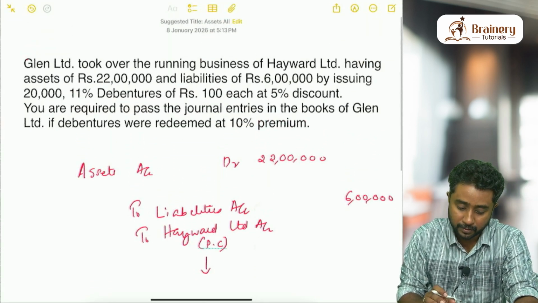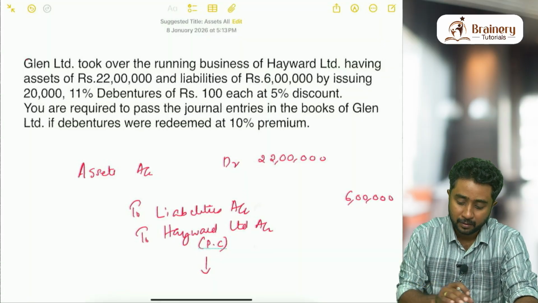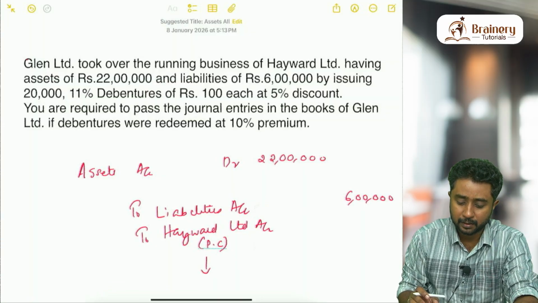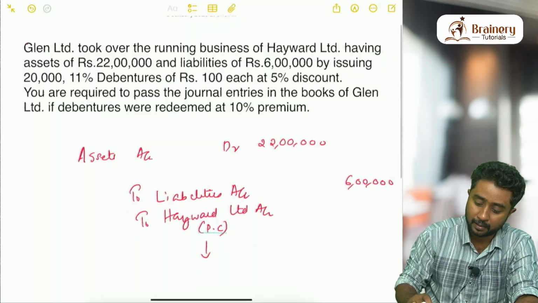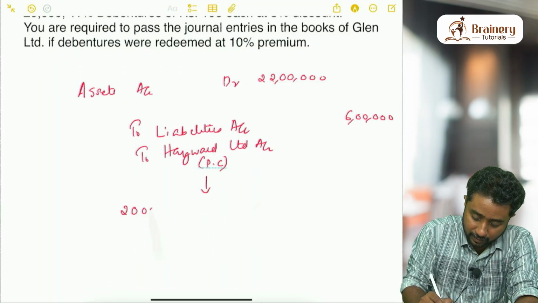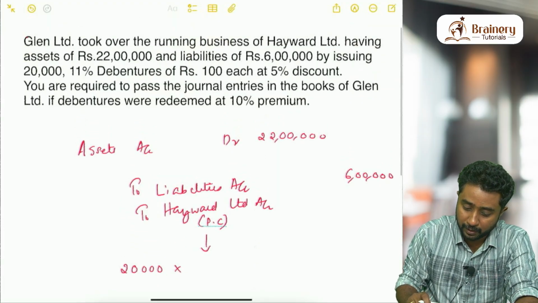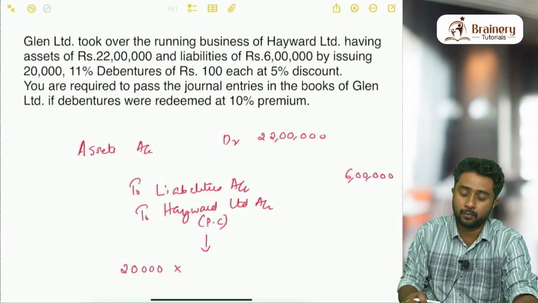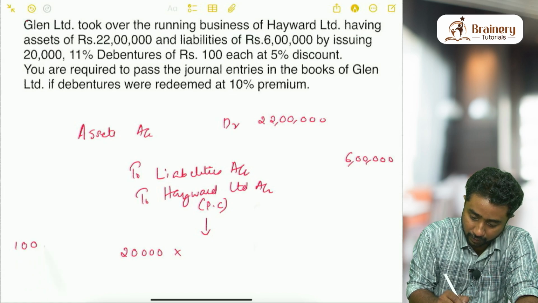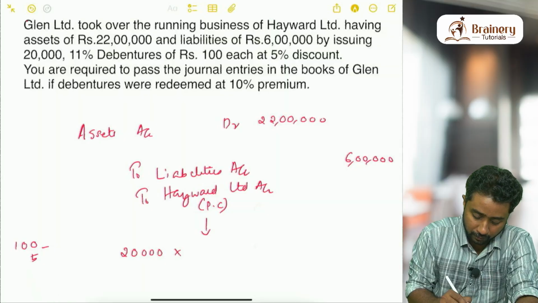Is it mentioned in the question? They have not mentioned it clearly, but hints have been given in the question about the calculation of purchase consideration. As you can see here, by issuing 20,000 11% debentures of rupees 100 each at 5% discount. That means to calculate the purchase consideration, what are you supposed to do? 20,000 is the number of debentures. You have to multiply it by the issue price of one debenture. How to find the issue price? 100 is the face value, 5% discount, 5% of which value? Obviously 5% of 100, which will give us 5 rupees.